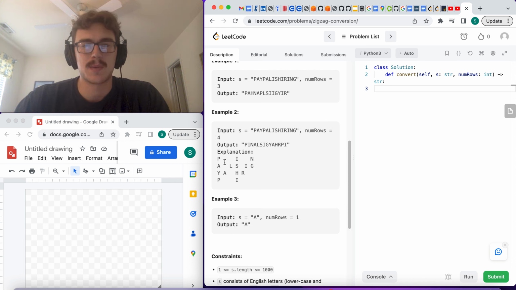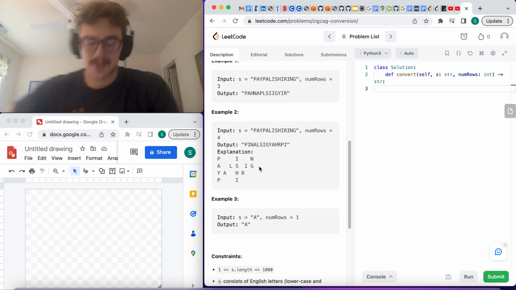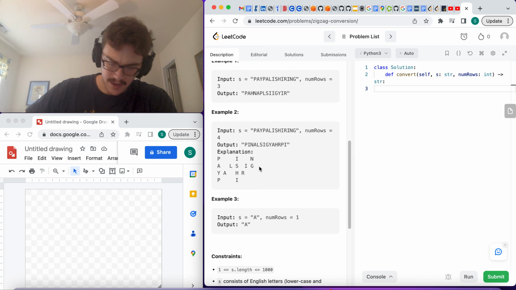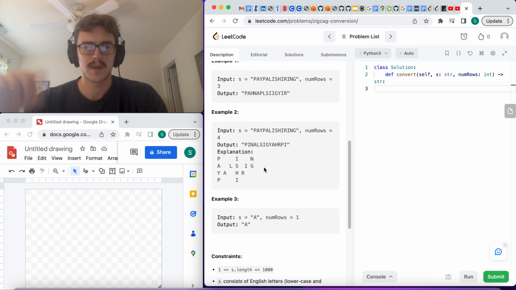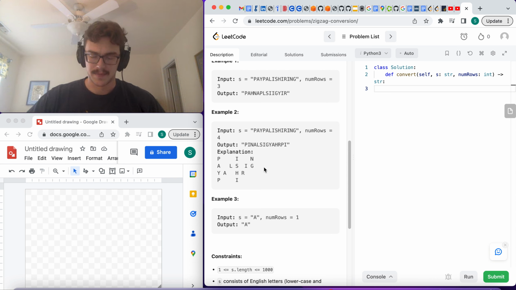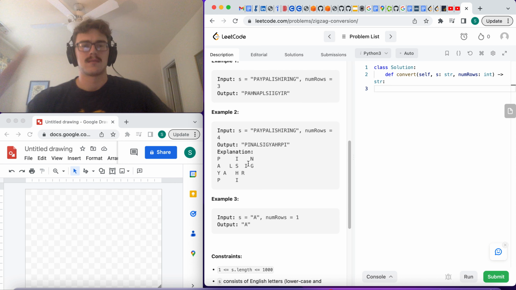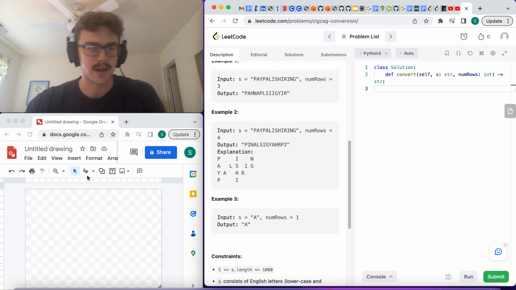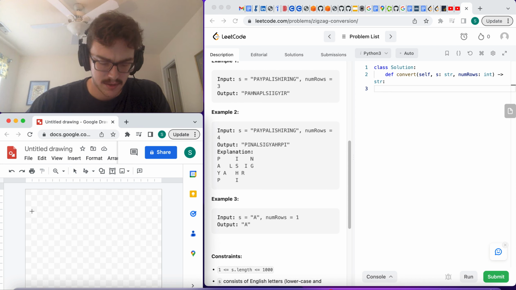And that's because these middle rows are going to have these kind of intermediate characters that we need to catch. And how we do that is we take that same equation where we have rows minus 1 in parentheses times 2, and we basically subtract 2 times the row, all in parentheses. So let's try writing this out.